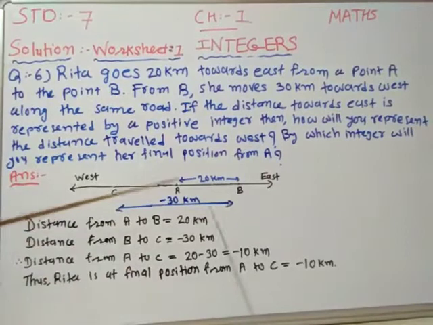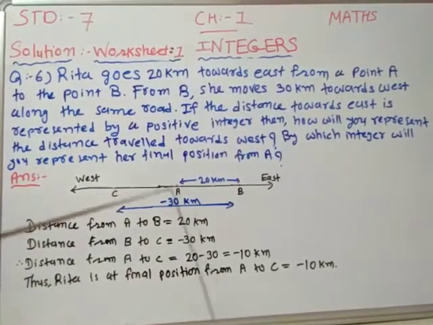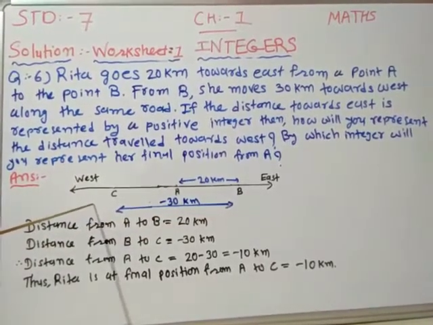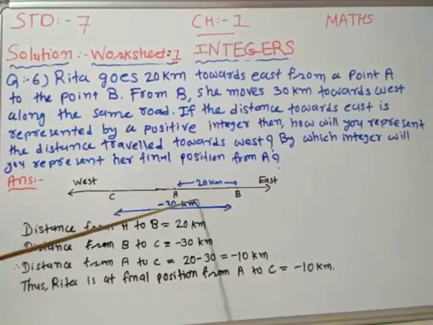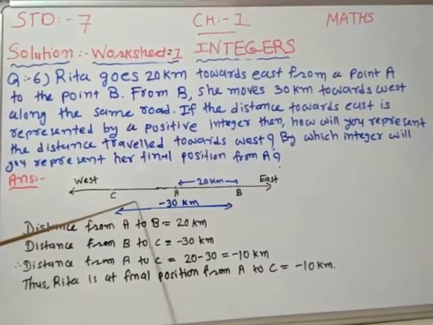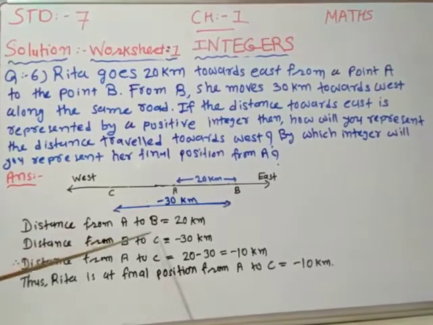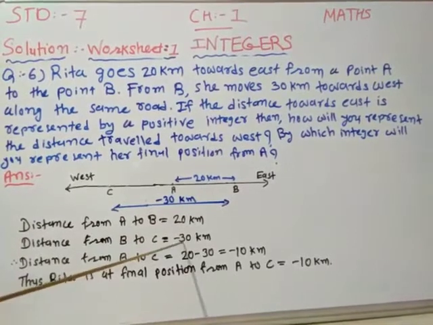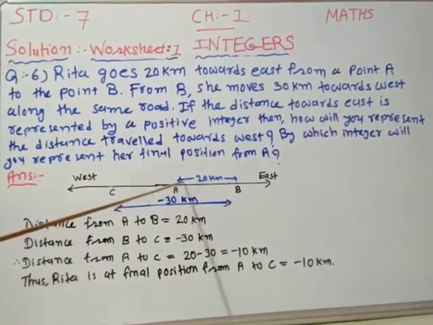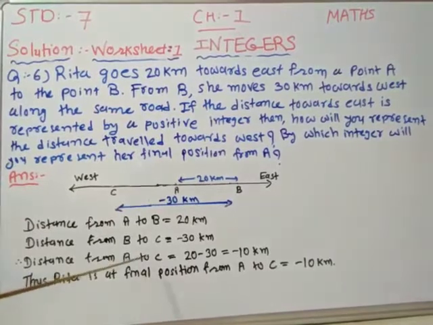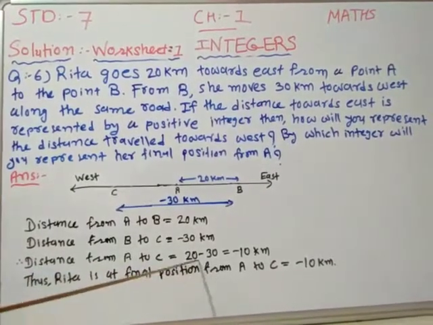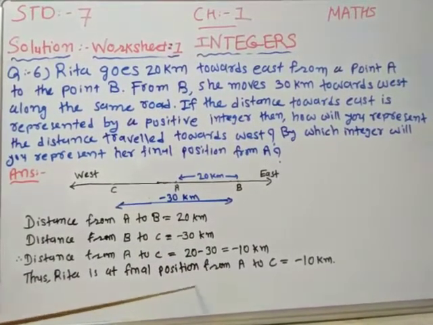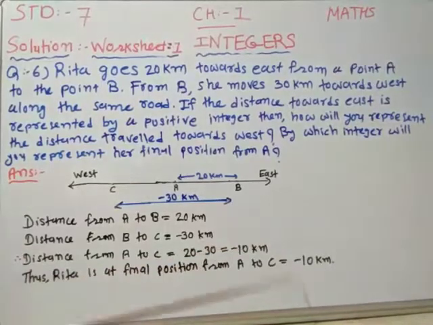Just observe the number line. You have already learned the number line. Here it is just like 0. The right hand side of 0 is a positive integer and the left hand side is negative. So if 20 kilometers is positive, then 30 kilometers on the left hand side is a negative integer. Now the distance from A to B is positive 20 kilometers, B to C is negative 30 kilometers. Now we have to find the distance from A to C. So the distance from A to C is equal to 20 minus 30, which is equal to minus 10 kilometers. Thus, Rita's final position from A to C is equal to minus 10 kilometers.